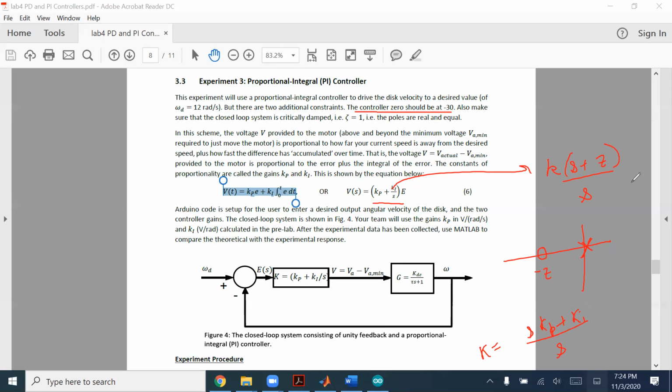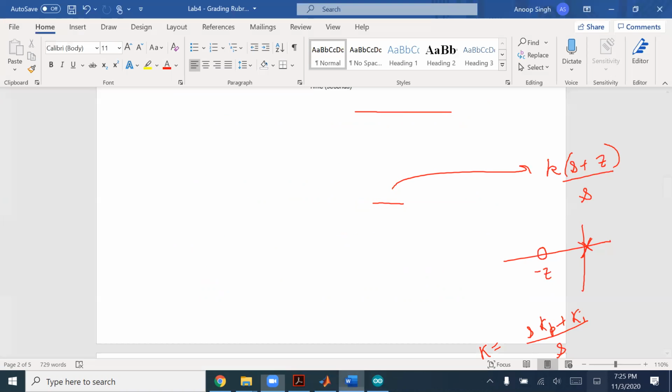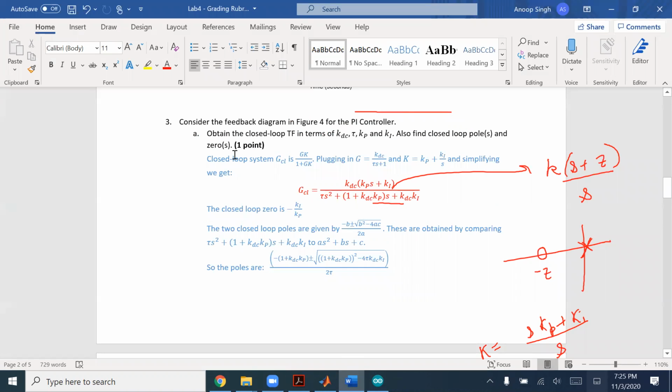That's one. Also, we are supposed to make sure that the closed loop system is critically damped. Critically damped means the damping ratio is equal to 1, which also means that the poles are real and equal. Using these two pieces of information, we can figure out what gains KP and KI to use. Once again, these specifications do not come from customers. They are made up just to see how the controller is supposed to work.